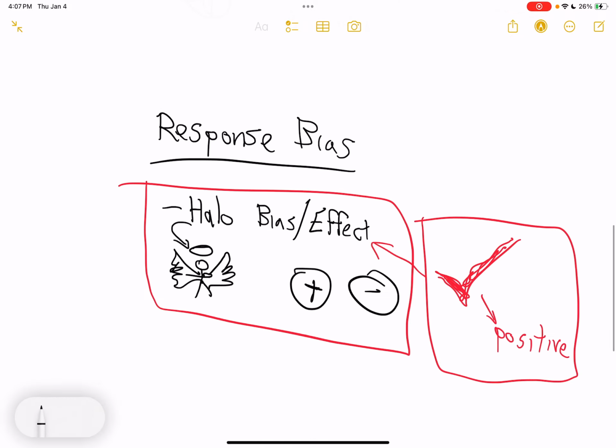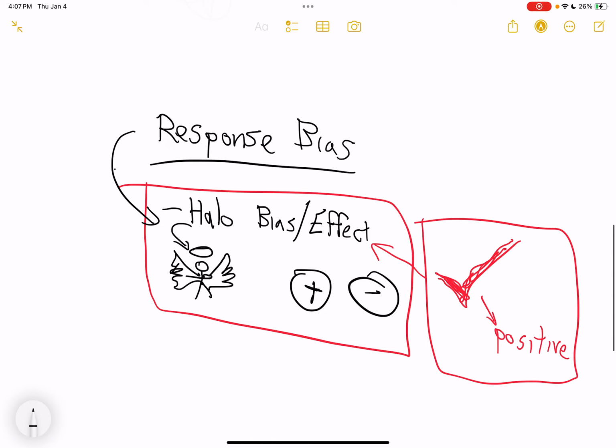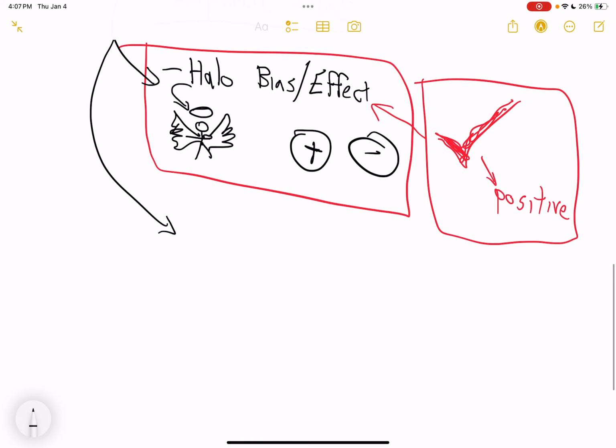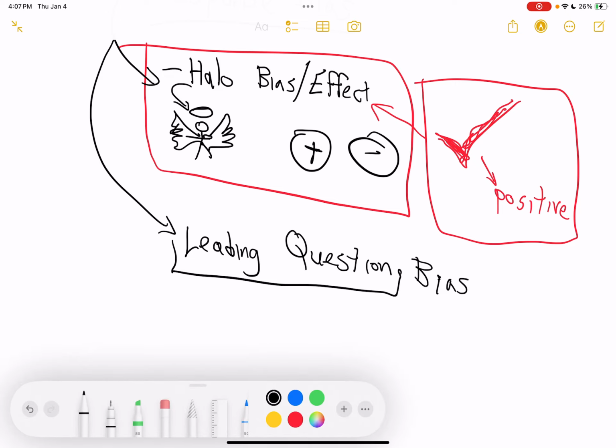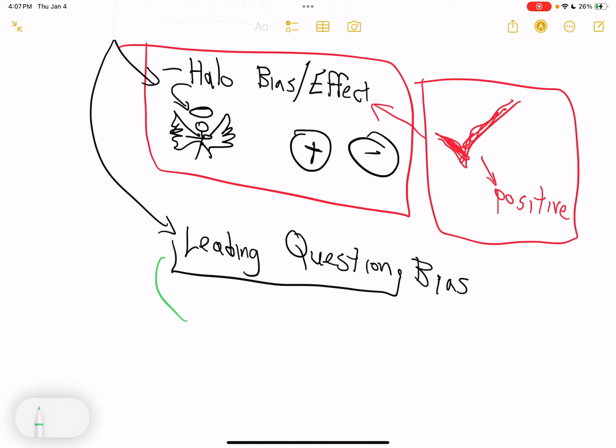The second kind of response bias I want you to think about alongside the halo bias or halo effect is what's called the leading question bias. Now, what's the leading question bias? Well, as I said in class, it's exactly what it sounds like. A leading question. Think about in a courtroom, right? Objection, Your Honor. Leading the witness. What does this mean? Well, the leading question bias is anytime you are offering a question in a survey or an option, and it is pulling people to answer a particular way.